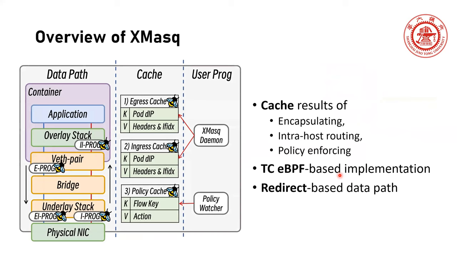Oh, thank you for your question. Actually, XMask is not a CNI, it's like a plugin of CNI, for example, of Antrea. XMask is implemented by eBPF, and eBPF can just plug into the kernel without notice to the CNI or the application. And it can cooperate properly with Antrea without any changes to Antrea. I don't know, does this answer your question?